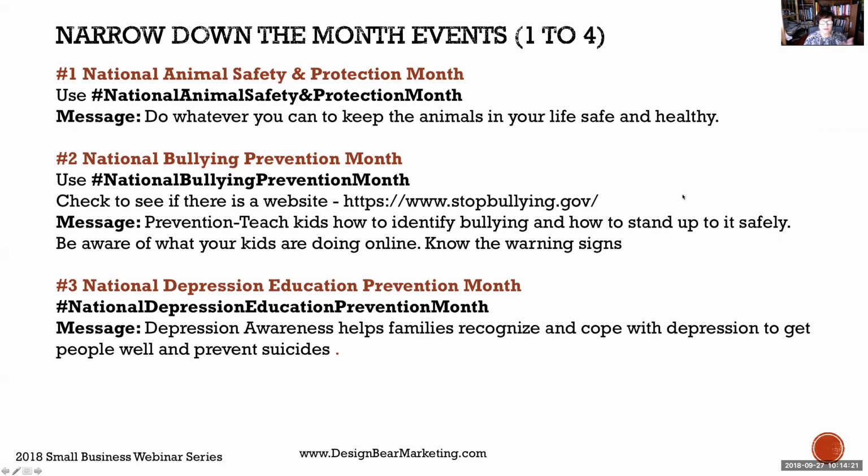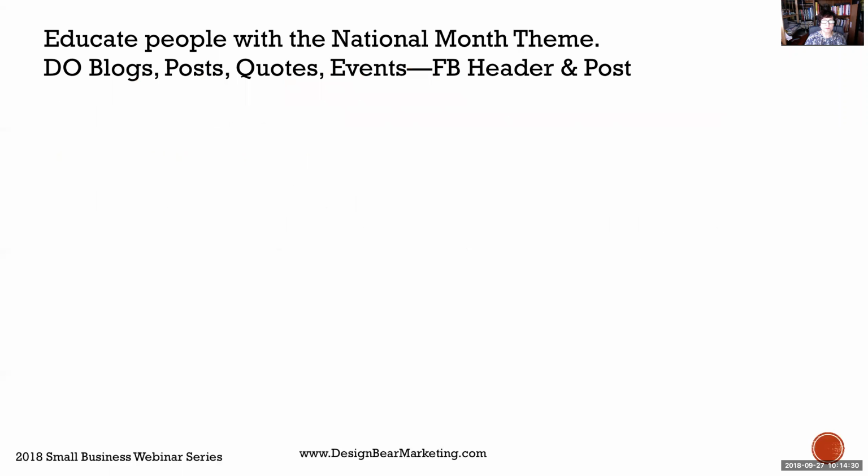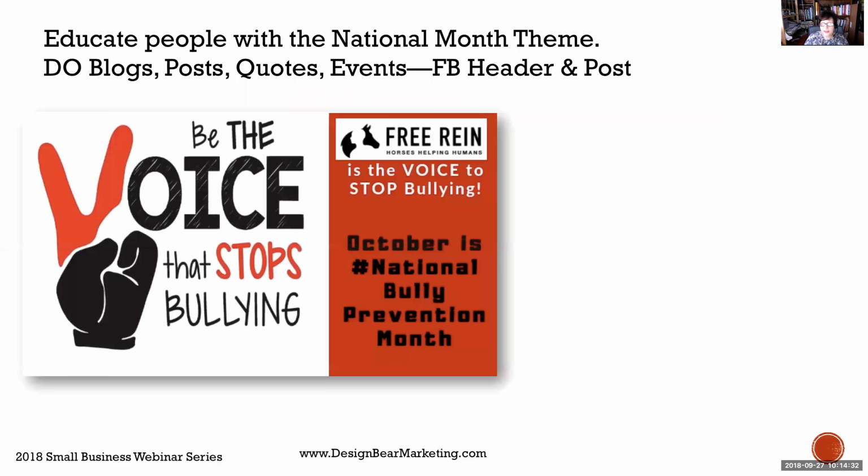It's awareness of families to recognize and cope with depression. So these are 3 things that they can decide as a team. What do we want to focus on in October? You're going to educate people. That's the purpose. You're going to have the voice, right? Free Reign is the voice of Stop Bullying.